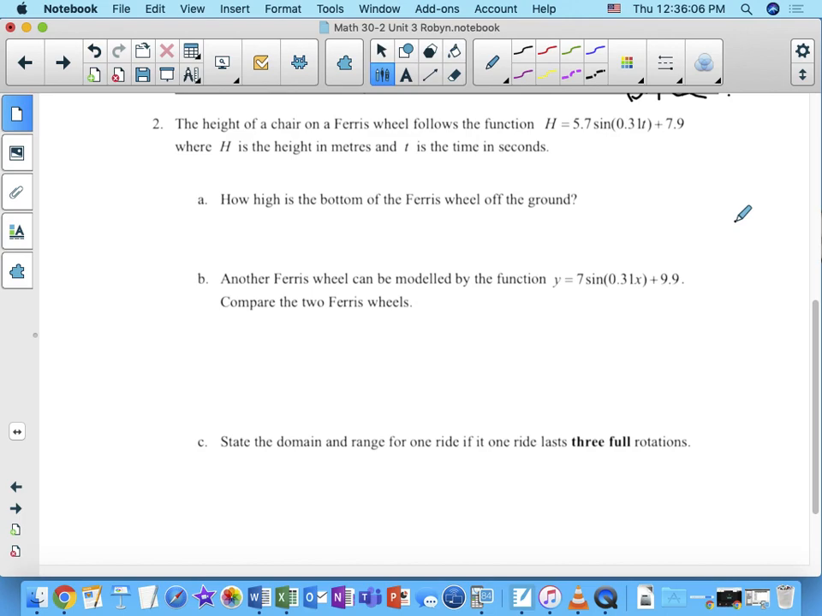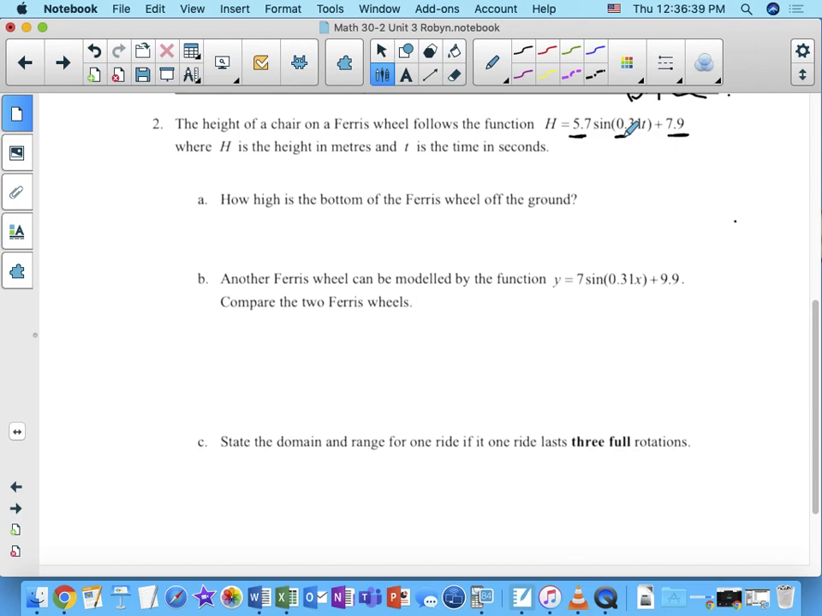Okay, and before we actually answer any of these questions, what I'd like to do is just take apart this equation a little bit. Because over the past few days, we've looked at the equation of a sinusoidal function, and we've looked at what three parameters mean. And we have three parameters here in this sinusoidal function. We've got this guy, we've got this guy, and we've got this guy. Okay? So let's start with the 5.7.